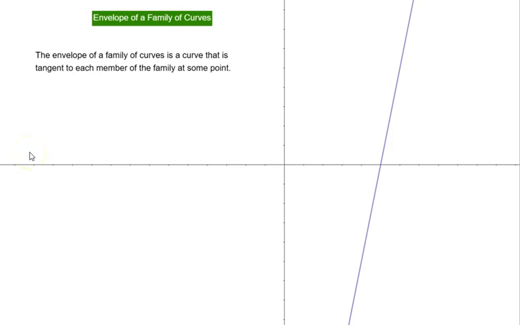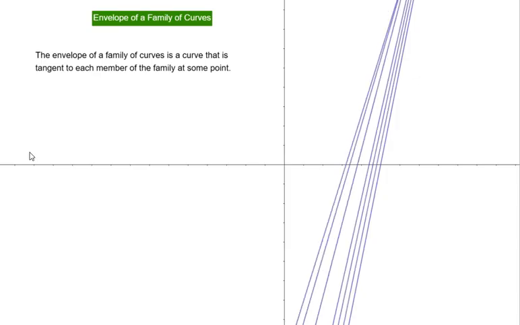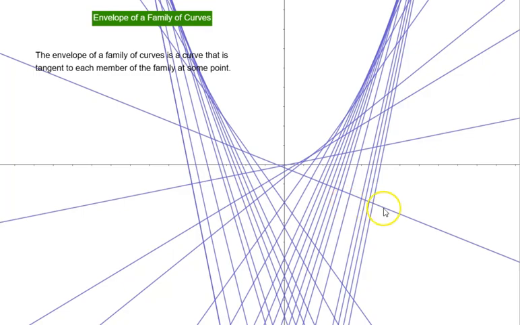Let's take a family of lines, straight lines, right? That would be interesting, right? So this is a family of lines. We want to figure out what is that curve which is tangent to all these lines at some point on it. So let's do that. So here y is equal to α times x plus α. This is the family of these lines.